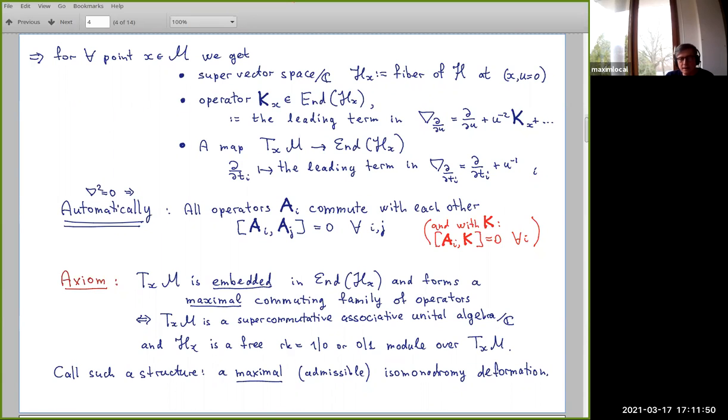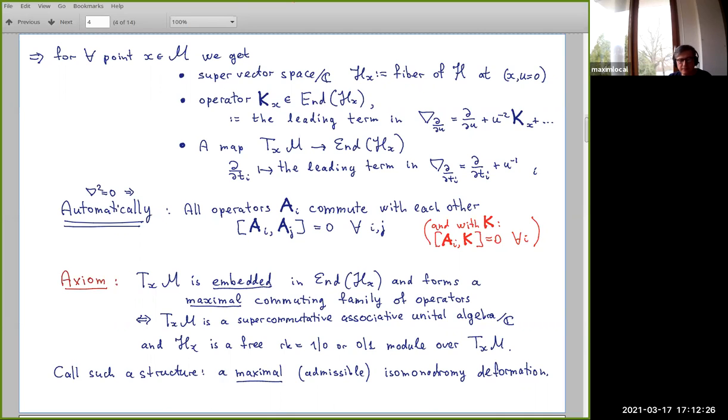Okay, so for each tangent vector, I get an operator, a linear map. And the flatness of the connection, if we consider the equation for flatness just in leading terms in u, automatically implies two things. First, these operators A_i commute with each other, because it was a flat connection anyhow. And also they commute with the operator K. So I get a lot of commuting operators. Let's first concentrate on the commuting operators A.